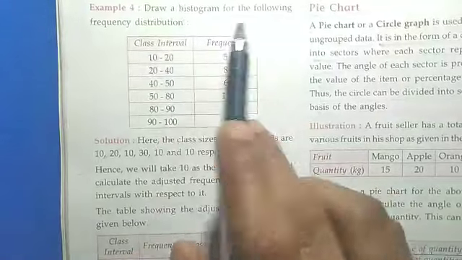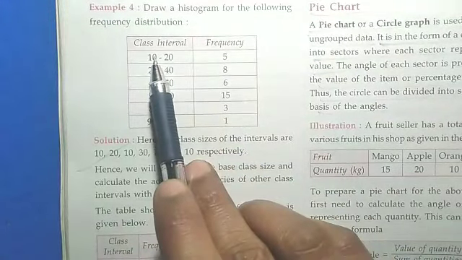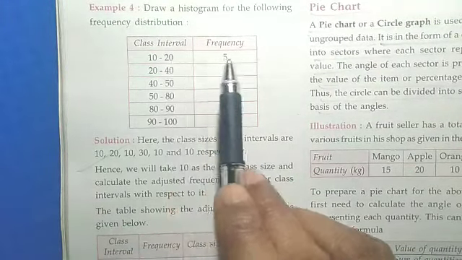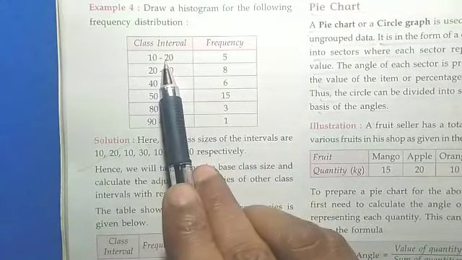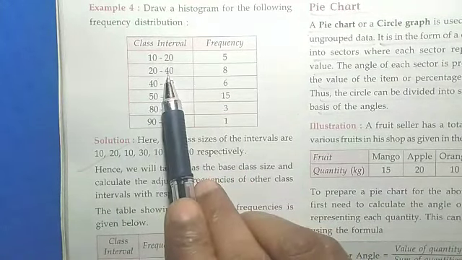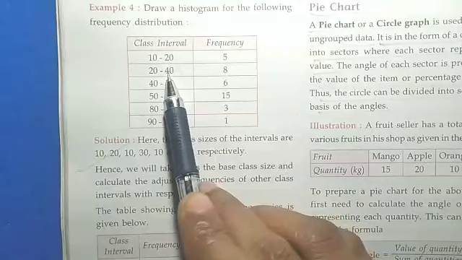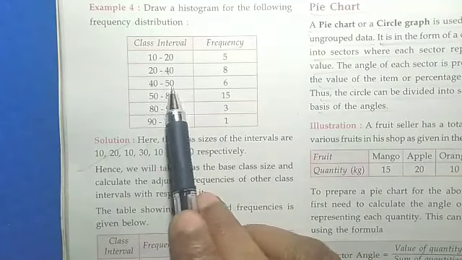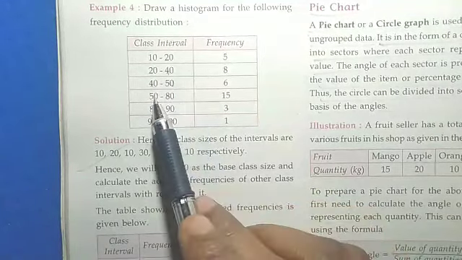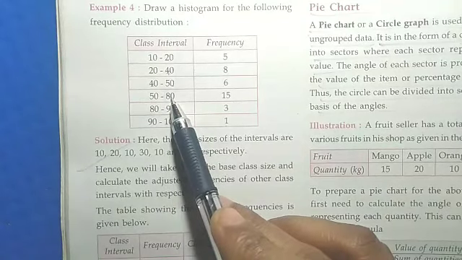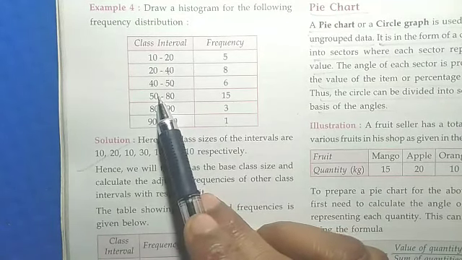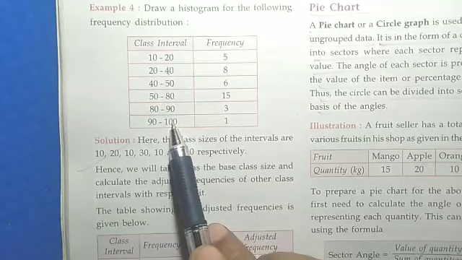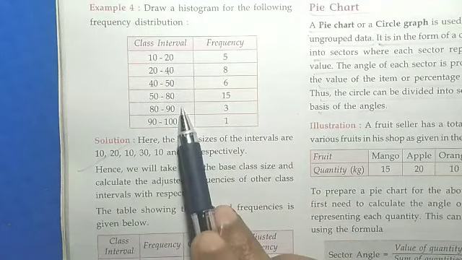Draw a histogram for the following frequency distribution: 10 to 20, class size 10 only. 20 to 40 means class size is 20. 40 to 50, 10. And 50 to 80, class size is 30, 80 minus 50. 80 to 90, 10. 90 to 100, 10. So class size is different here.